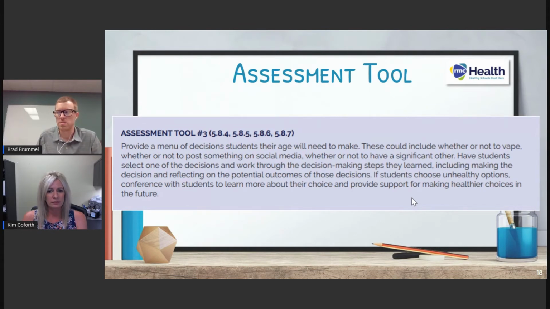These are provided in the RMC Health Skill Guides. This example is talking about giving students a menu of choices that students make on a daily basis in their everyday life, letting the students pick one, and then letting them use the step-by-step decision-making model that we give them, going through it in a scenario-based situation with the decision they've picked. Providing them choice is going to increase engagement and hopefully make it easy to relate to.